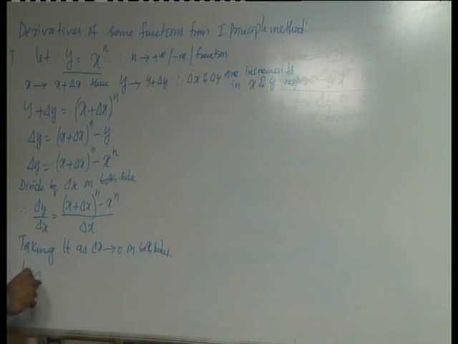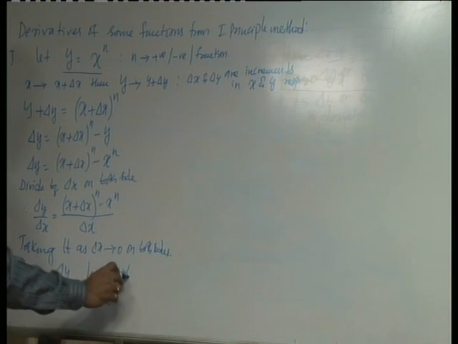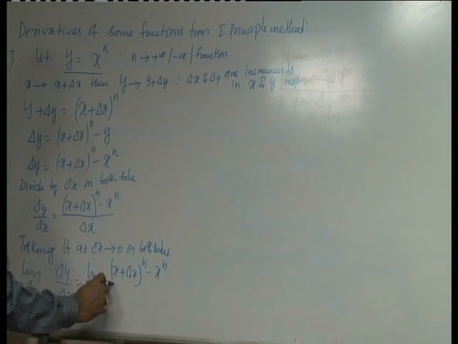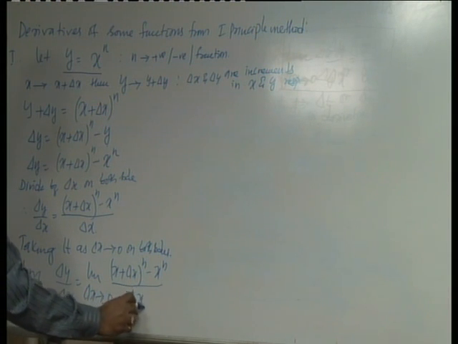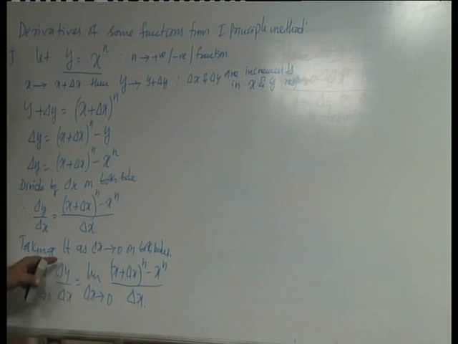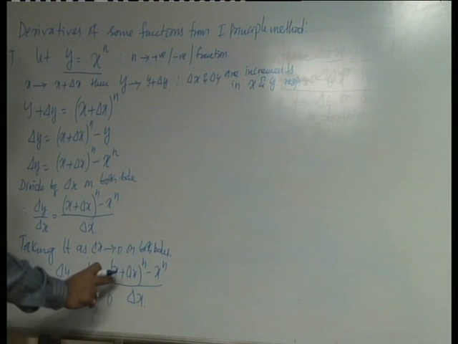Therefore, limit of delta x tends to 0, delta y divided by delta x is equal to limit of delta x tends to 0, (x plus delta x) to the power of n minus x to the power of n divided by delta x. Then we have to get the limit of this right hand side. The left hand side is standard. Limit of delta x tends to 0 of delta y by delta x is always called dy by dx.